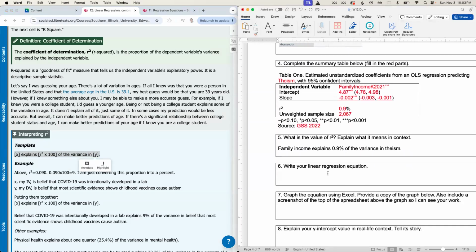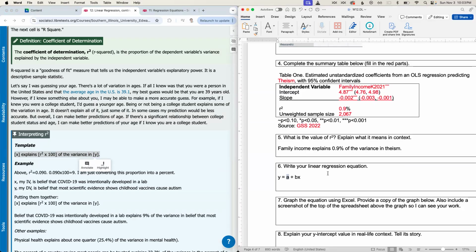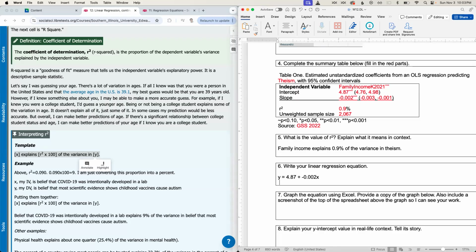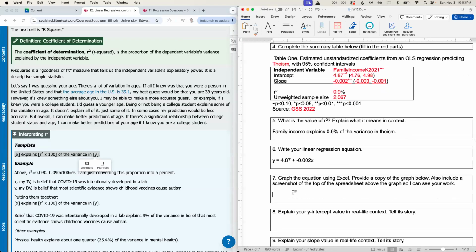Okay. Write your linear equation. So this is y equals a plus bx. So a is our constant or y-intercept, so that's 4.87. And b is our slope, negative 0.002. And we leave the x, which is our independent variable, and the y, which is the dependent variable there. Okay, now I'm going to graph this.